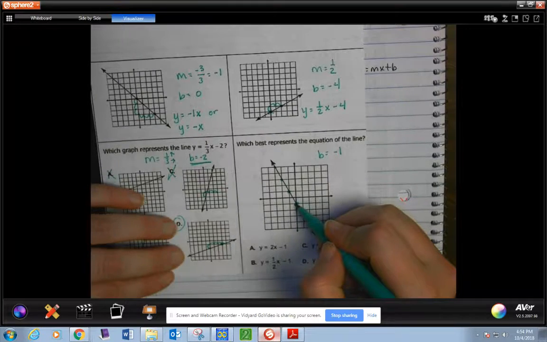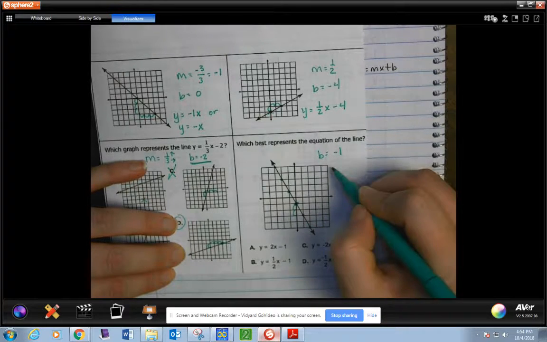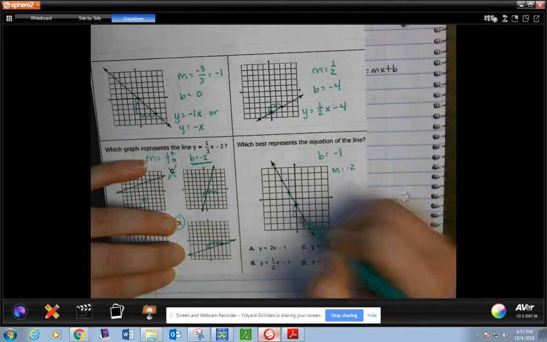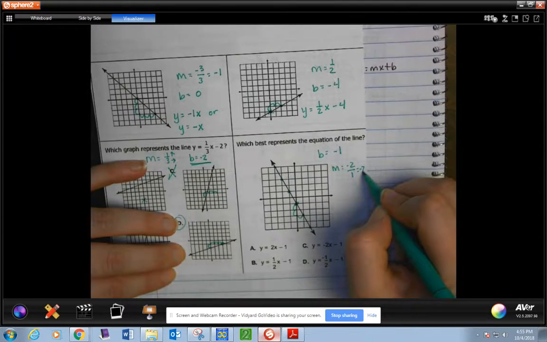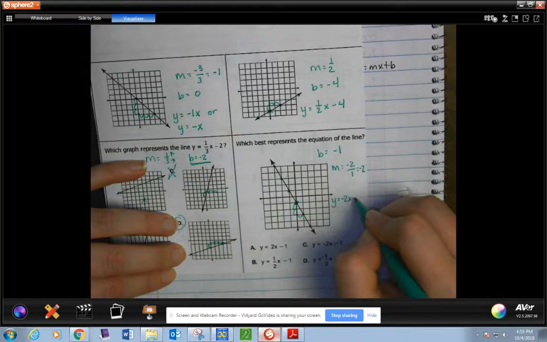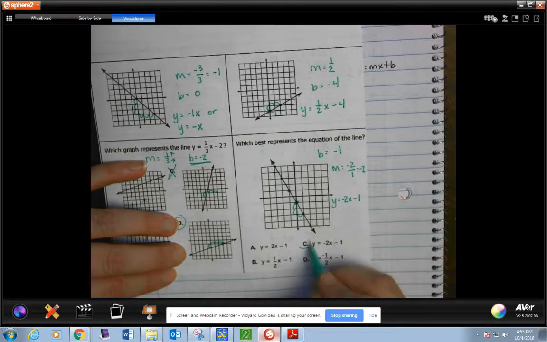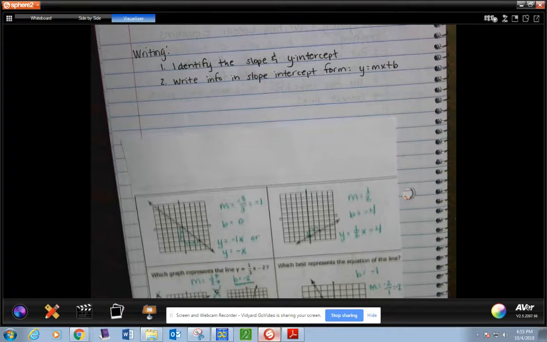I'm going to stick with the one that I started with at -1, and I'm going to move to the one to the right. So I'm going to have to drop 2 and run 1. And -2 over 1 is -2. So if I plug into y equals mx plus b, I get -2x minus 1, which is C, the answer that matches that.